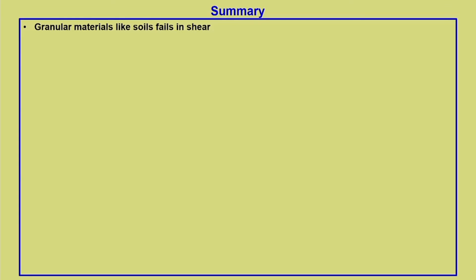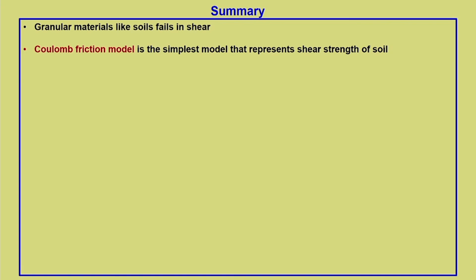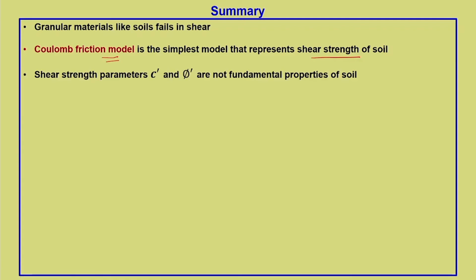So, we will summarize this first lecture, that is granular materials like soils fail in shear. We have already told this, we need to keep this in mind. Coulomb friction model is the simplest model that represents shear strength of soil. But remember, Coulomb's friction model depends upon the development of a failure plane within the soil mass. Shear strength parameters C dash and phi dash, these are not fundamental properties of soil.